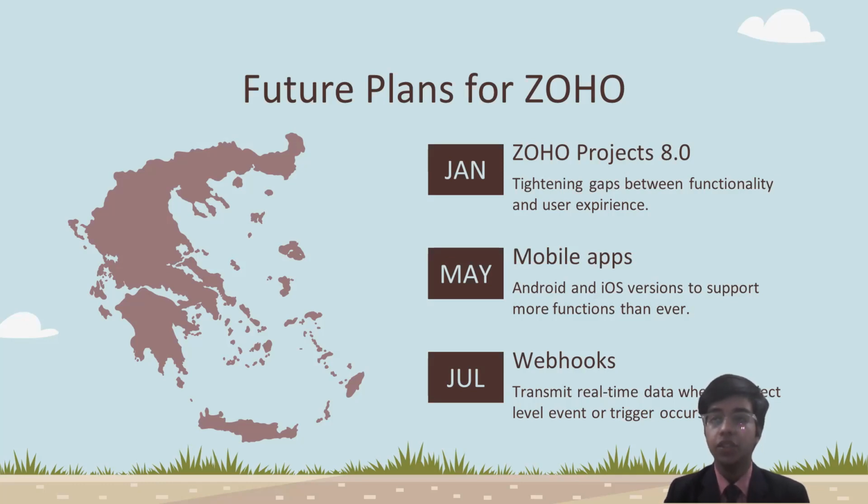By July, Zoho intends to launch webhooks, which will transfer real-time data when a project-level event or trigger occurs. Now let's take an example. Let's say any of you maintain an account on Zoho Subscriptions, and you want Zoho to give you a notification when your expenses reach, for example, 10 lakhs. So when your expenses reach 10 lakhs, you will get an email or a call from the Zoho team, and they will tell you that your expenses have increased by 10 lakhs.